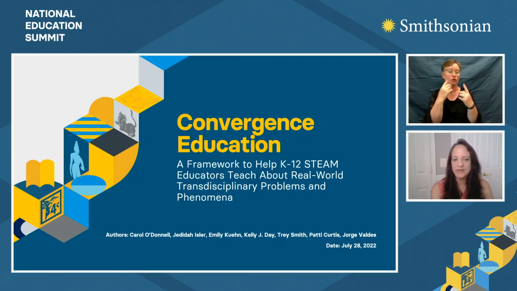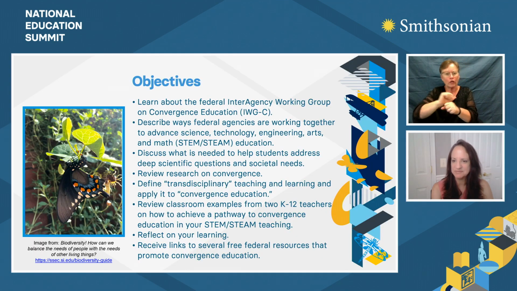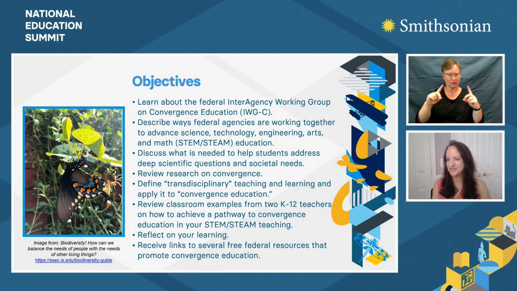The objectives for today: we'll be learning about the Federal Agency Working Group on Convergence Education. Each one of us that you're going to meet today is a member of that interagency working group, where about 16 or 17 federal agencies are collaborating around STEM education. We serve on a working group called the Interagency Working Group on Convergence Education. We will describe ways that these federal agencies are working together to advance science, technology, engineering, arts, and math education, so STEM/STEAM education and even beyond.